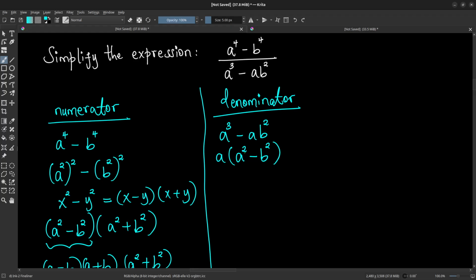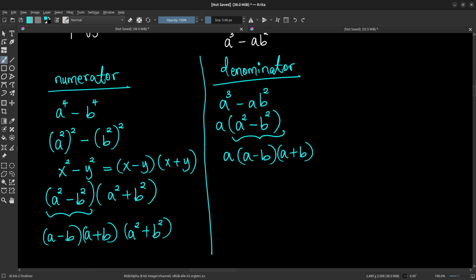So again, this is a difference of two squares. So this term here is the same as a minus b times a plus b. Then of course we still have the a at the start. So this is the complete simplification of the denominator.